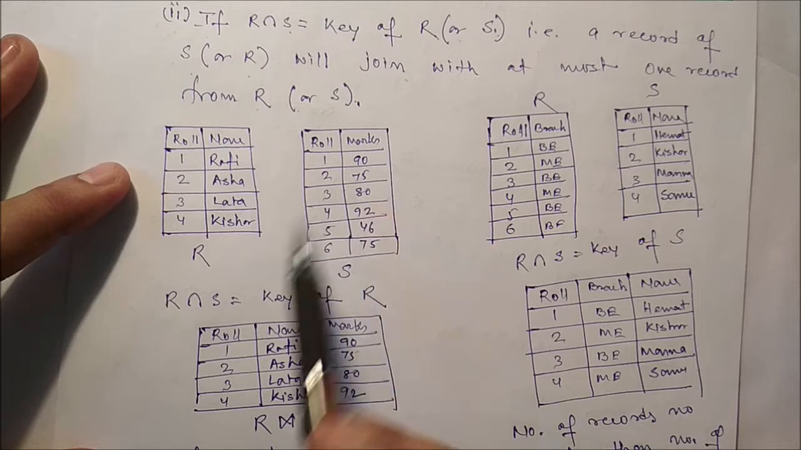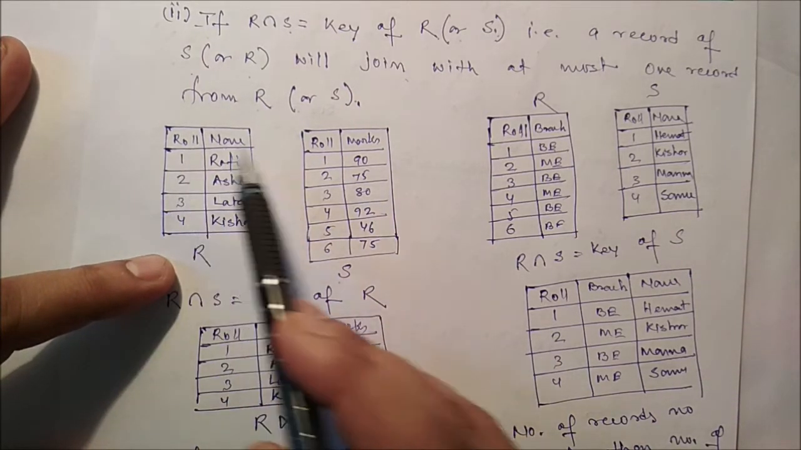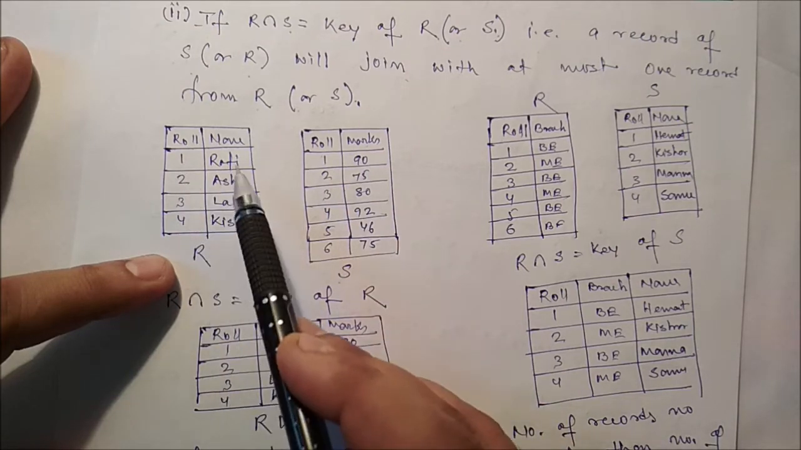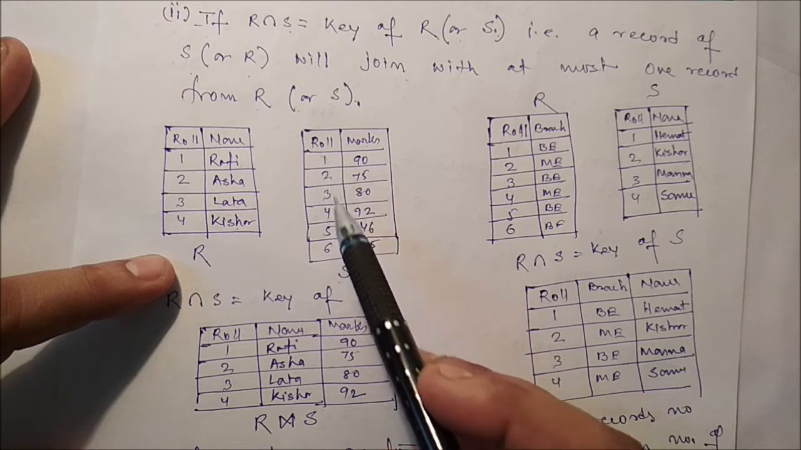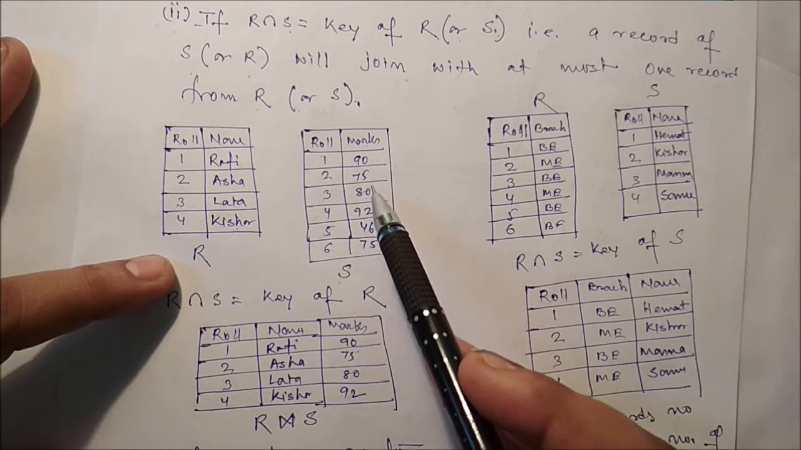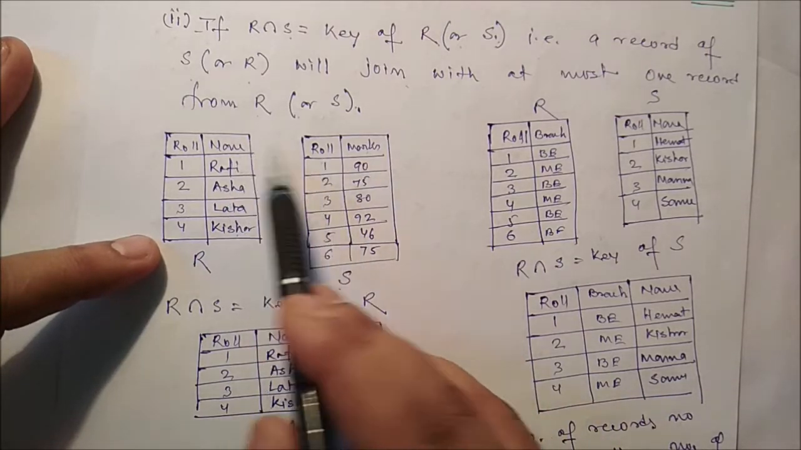Suppose two tables are there, the R table and the S table. Here we can see roll numbers and names in R: roll numbers 1, 2, 3, 4, with names Rafi, Asa, Lata, Kishore. And the S table has roll numbers 1, 2, 3, 4, 5, 6, and marks 90, 75, 80, and so on. Now suppose we want to merge these two tables.